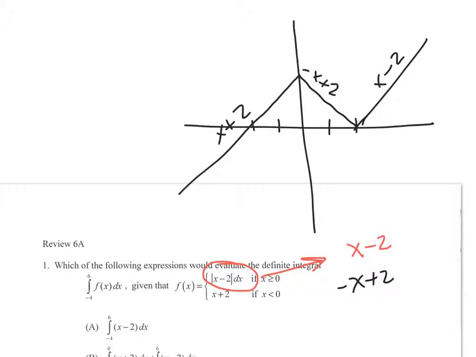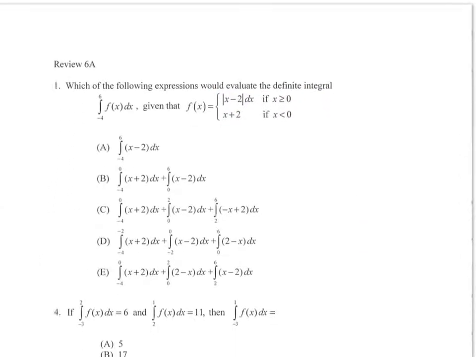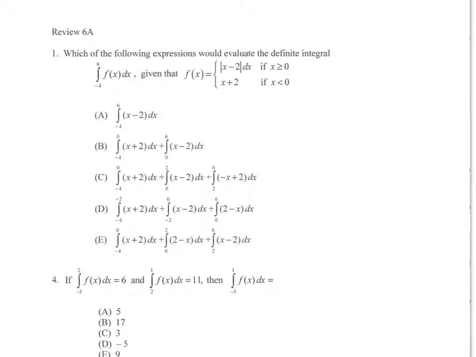You're going to try to integrate that. If you pay attention here, we're trying to go from negative 4 to 6, and you should be able to tell your answer is E. If you take a look at that graph, E is going to be the area under that curve.